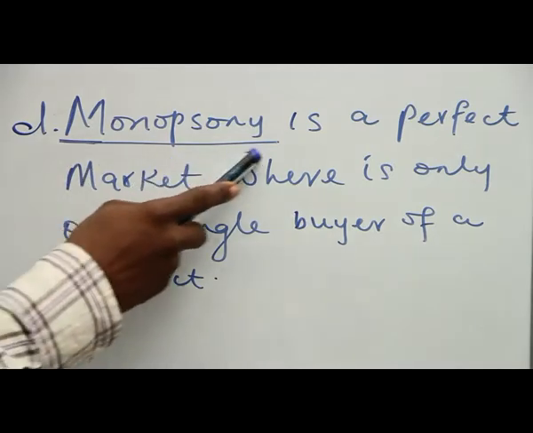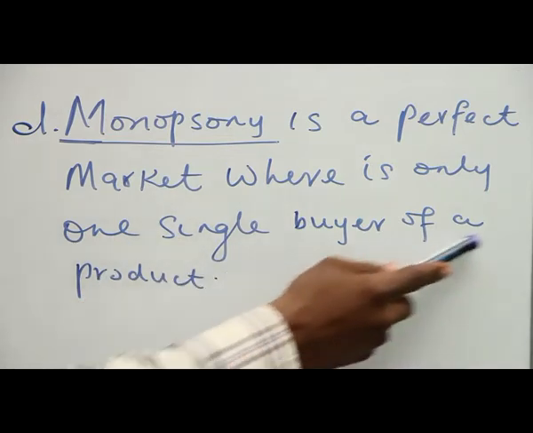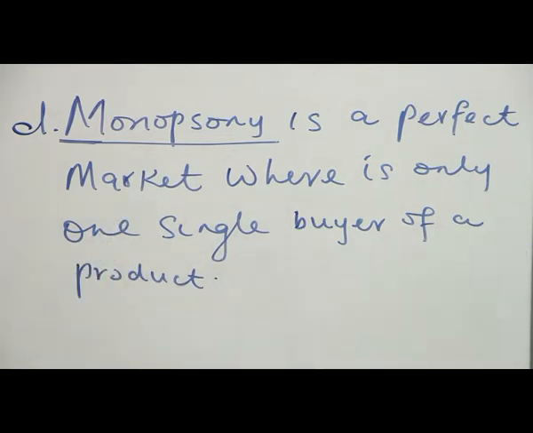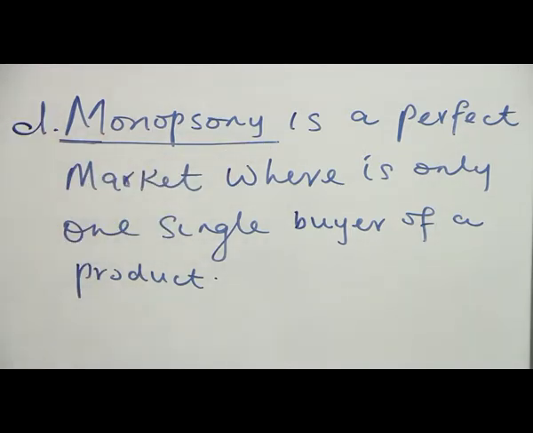D. Monopsony is an imperfect market where there is only one single buyer of a product. The three types of imperfect market we have looked into, we are talking about sellers or producers, right? But in monopsony, we are talking about only a single buyer of a product. That is, irrespective of the number of producers, all the producers supply the good to only one single buyer. So in that case, the market becomes monopsony, where we have only one single buyer of a product.